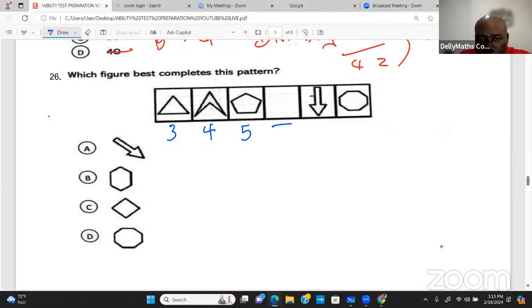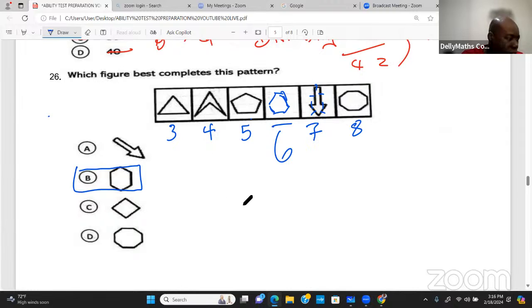If I count this, I'm seeing 1, 2, 3, 4, 5, 6, 7 sides. I'm seeing a heptagon here, 7 sides. And this is an octagon, 8. Obviously, what is missing is a 6-sided figure here. You know, this one is ugly, but that's a 6-sided figure. I'm looking for a hexagon. Here it is. So my answer is actually B. Be careful, because a lot of people may grab at D, not realizing we're looking for 6 sides here. That's the missing piece. The answer for 26 is B, hexagon, to complete the pattern.